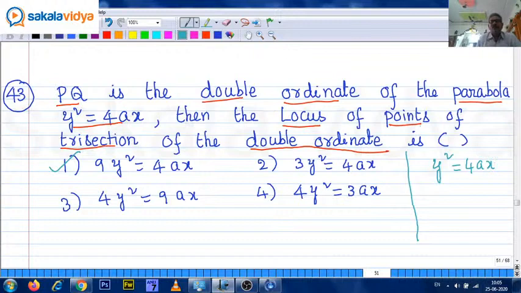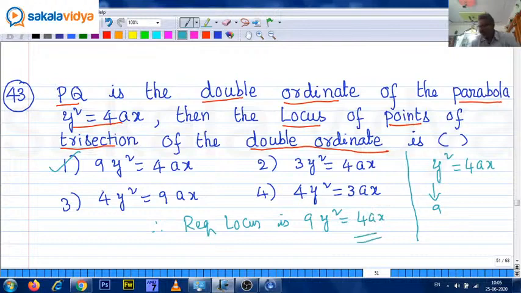Now if you want to find the points of trisection of the double ordinate, multiply this y square term with 9. So therefore the required locus is 9y square equals to 4ax. Obviously the first option is the right option.